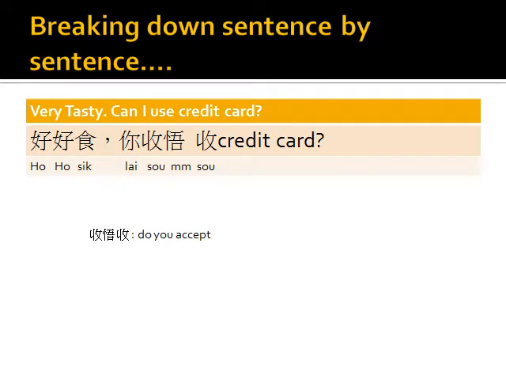So now let's look at this phrase. In English, it means very tasty. Can I use a credit card? Now, in Cantonese, it is ho ho sik, lei sao sao credit card. Now, ho ho sik, well, you already know sik means to eat, right? And ho means good. Now, ho ho usually in Cantonese means very good. So the direct translation here means very good to eat, but in English you would translate it to very tasty. So very tasty in Cantonese is ho ho sik.